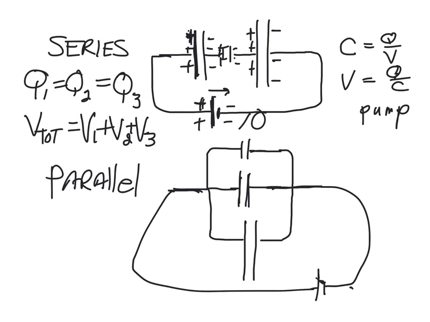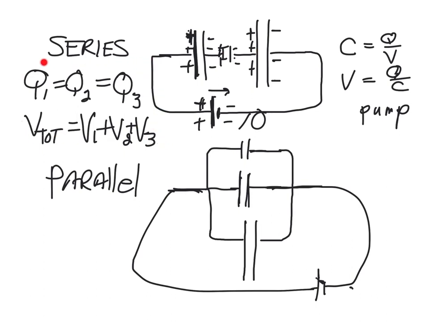So the other rule for capacitors in series is that the total of all the individual voltages will equal the total voltage, or V total equals V1 plus V2 plus V3. And these won't be equal in general. If the capacitors were all the same, they would be equal, and the 10 volts would divide into 3 and a third, 3 and a third, 3 and a third. But it always divides the total across all three capacitors.